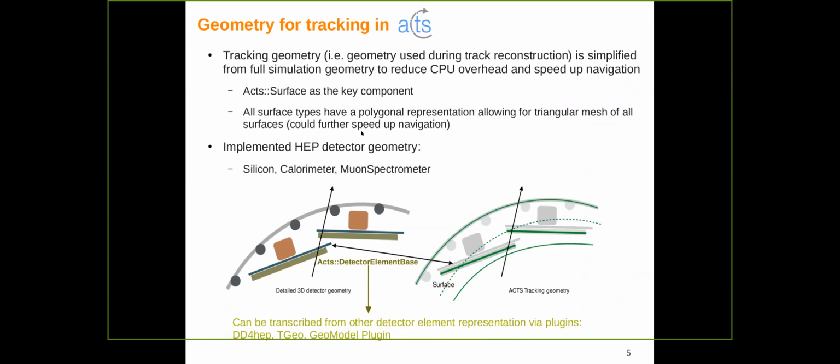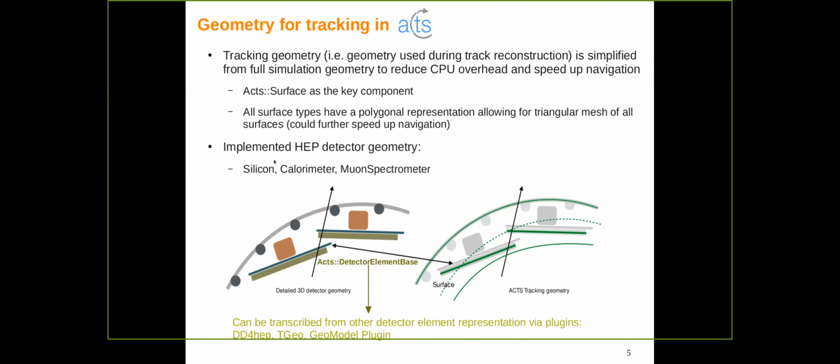First, this is the tracking geometry in ACTS, which is a simplified geometry from the full simulation geometry to reduce the CPU consumption and ease navigation. It's based on the ATLAS tracking geometry concept based on the surfaces. A new feature of the tracking geometry is that we have recently implemented a polyhedron representation for all the surface types. And this would in principle allow for fast navigation through the triangular mesh of all the surfaces.